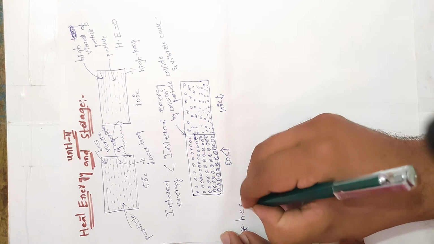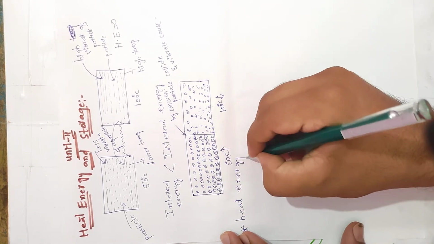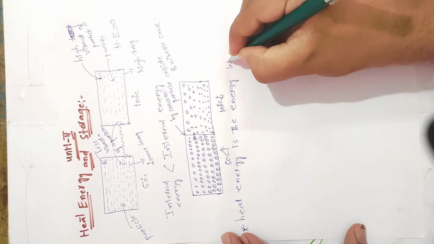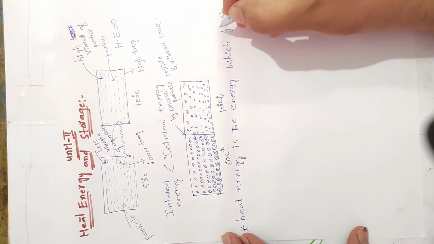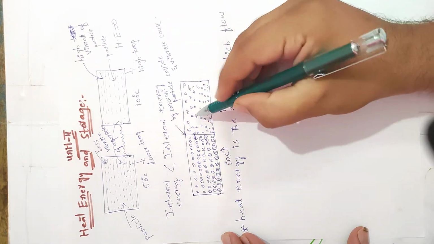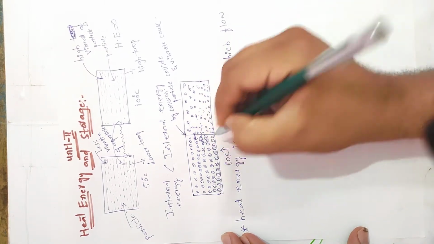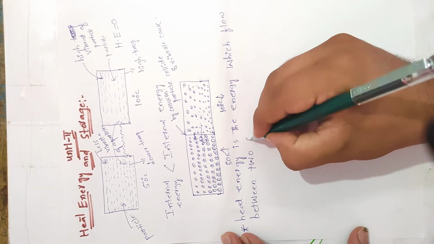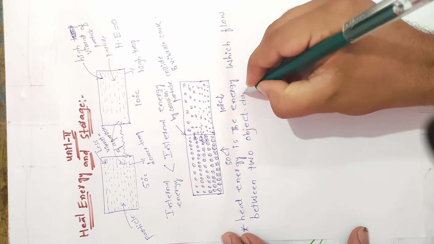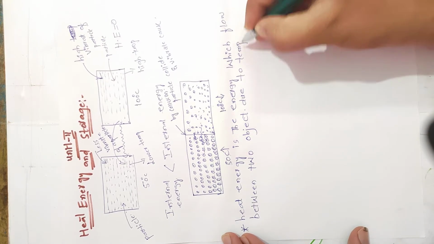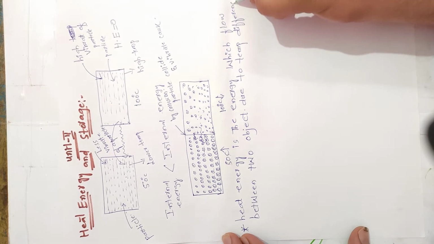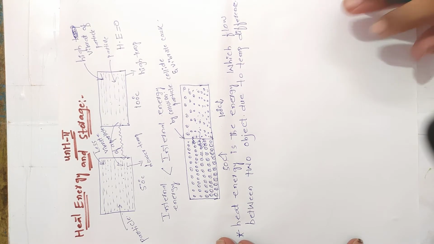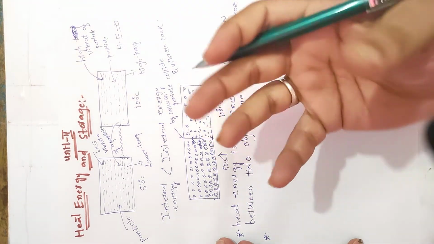So we can represent the heat energy as the energy which flows between two objects, the first object and the second object, due to temperature difference.